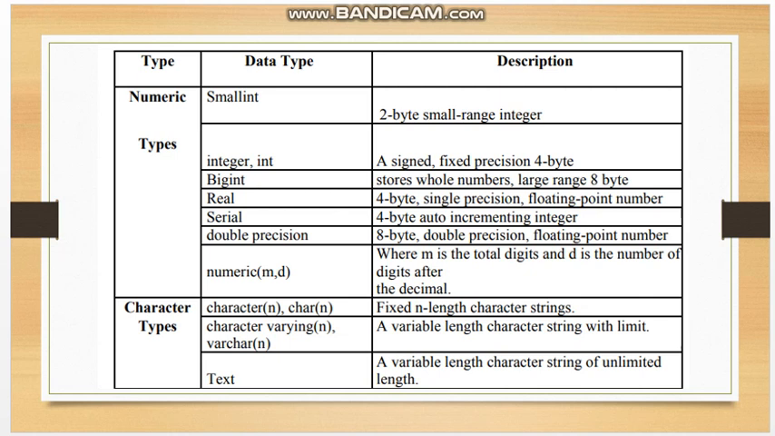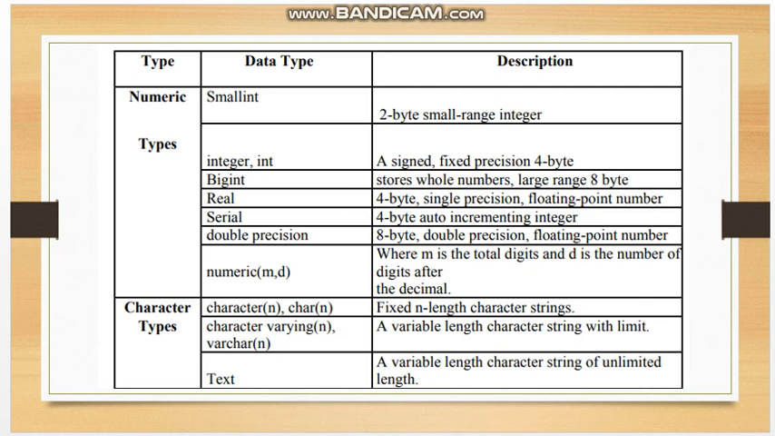So if you want a smallint variable, it will take 2 bytes. If you want a normal variable with data type int, it will take 4 bytes. And if you want a variable with data type bigint, it will take 8 bytes. Then we have real, which takes 4 bytes, a single precision floating point number. Real numbers are floating point numbers, which means they contain the decimal point. Then we have serial, a 4 byte auto increment integer.